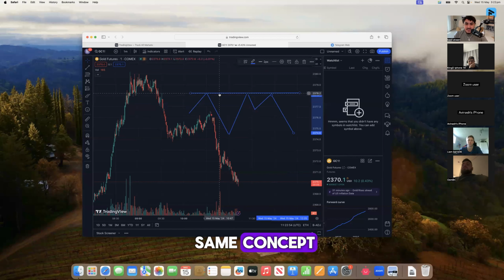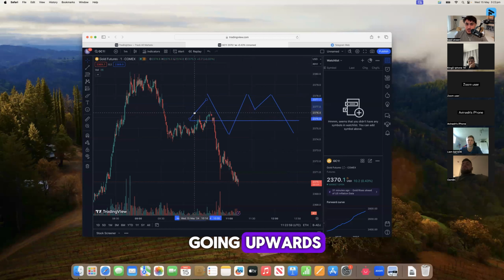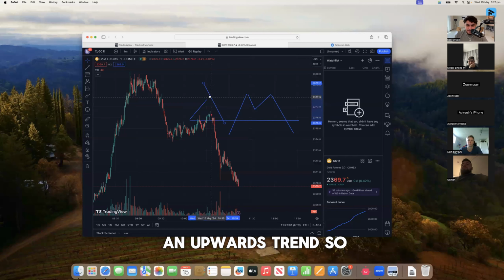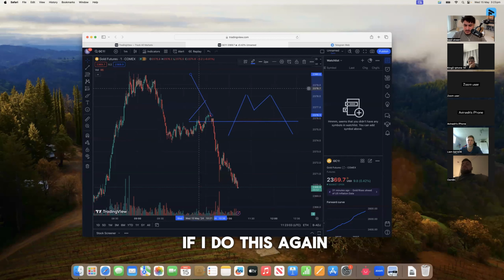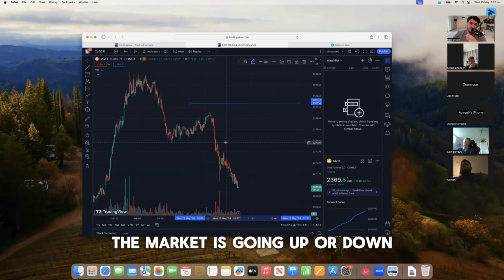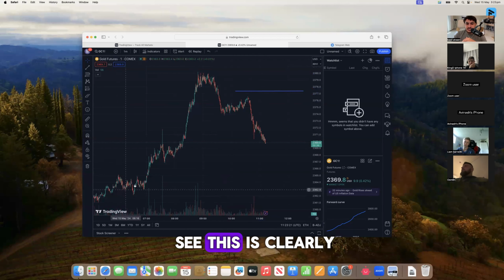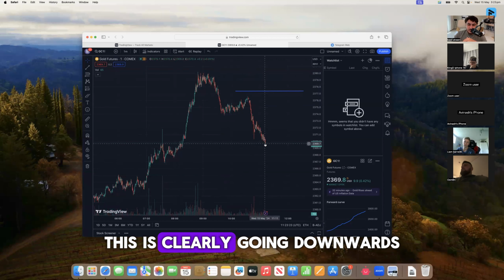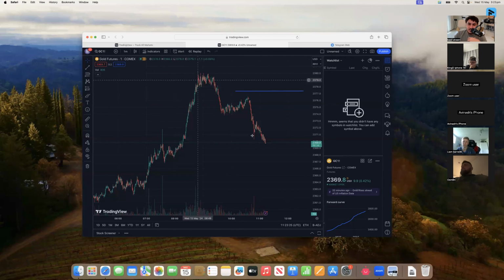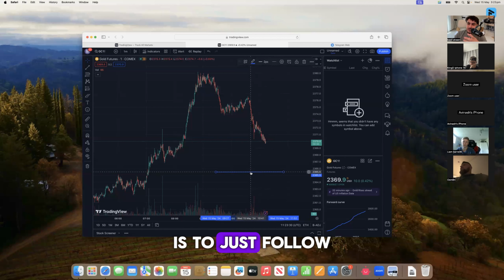Now, it is the exact same concept if the market was going upwards. So if it was an upwards trend. So if I do this again, we're looking for whether or not the market is going up or down using something called market trend. So as you guys can see, this is clearly going upwards, this is clearly going downwards. So this is upwards trend here, downwards trend here. Now the easiest way to find a trade is to just follow the trend.